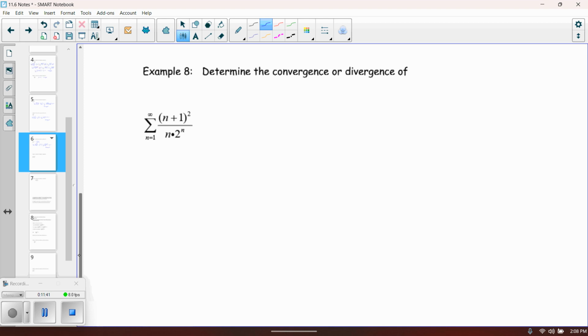All right, number 8. Let's see, we've got a polynomial over a polynomial, but I've also got an exponential in the denominator, which is the dominant term. So this one looks like it should probably be convergent. Let's double check to make sure. So we'll have the limit as n goes to infinity of the absolute value of the n plus 1 term, which is going to be n plus 2 squared over n plus 1, 2 to the n plus 1, times the reciprocal of the original.